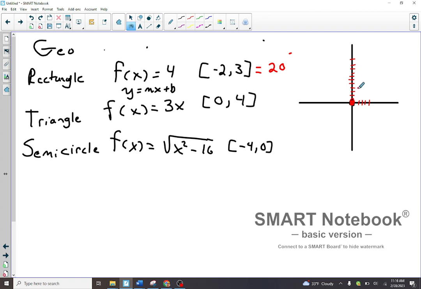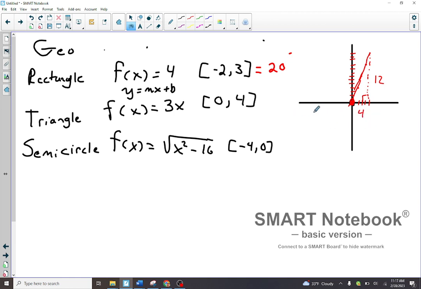3 up, 1 right. 3 up, 1 right. 1, 2, 3. 3 up, 1 right. We're only going to 4, so we'll stop right there. And hopefully you can see that that forms a right triangle where it's 12 high and 4 wide.